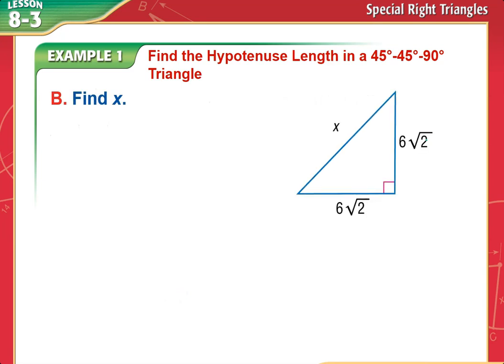Okay, find x in this case. So in this case, we have 6 root 2 as the L, and this side length is 6 root 2. So again, this is L, so we know this is a 45-45-90 because those lengths match. Hypotenuse is always L times root 2. So we're going to have 6 root 2 as my L, and we're going to multiply that by root 2. And 6 times root 2 times root 2 is 6 times 2, which is 12.